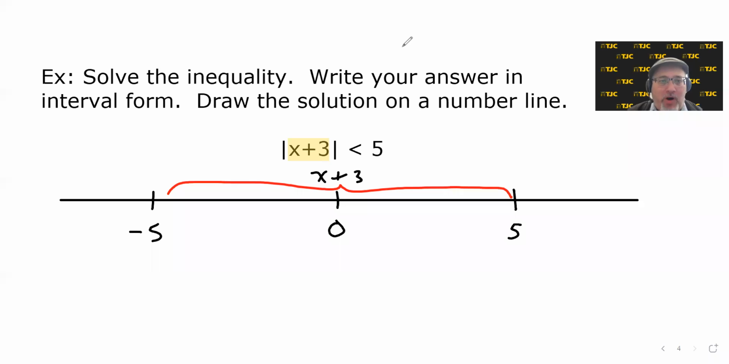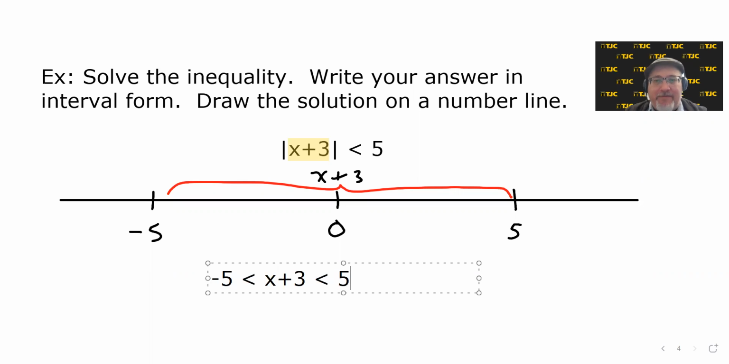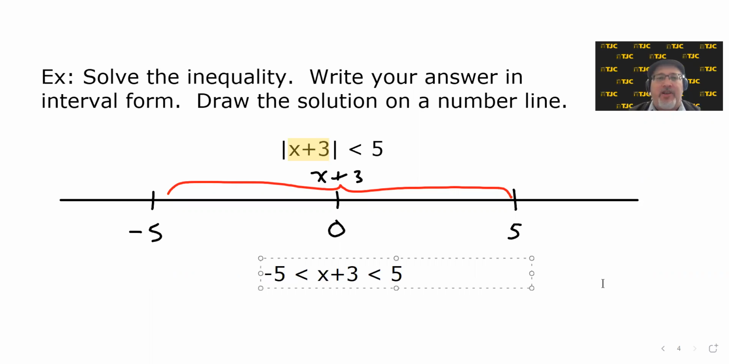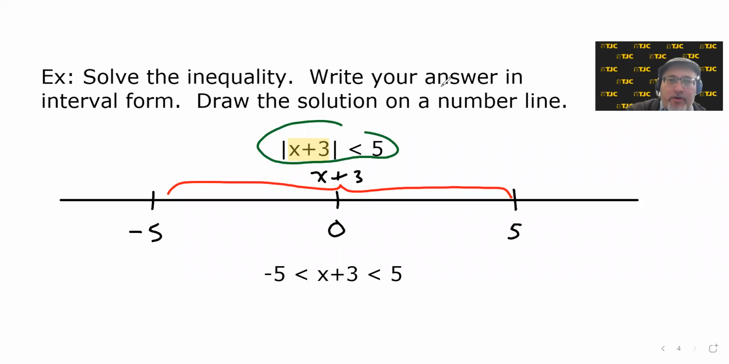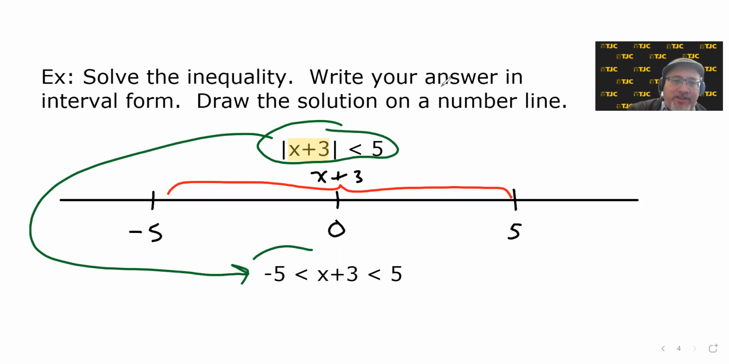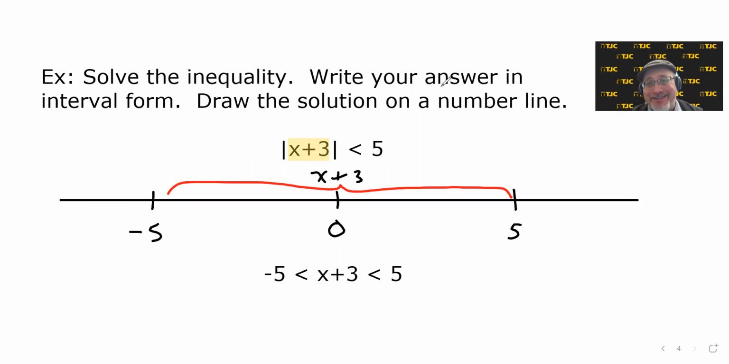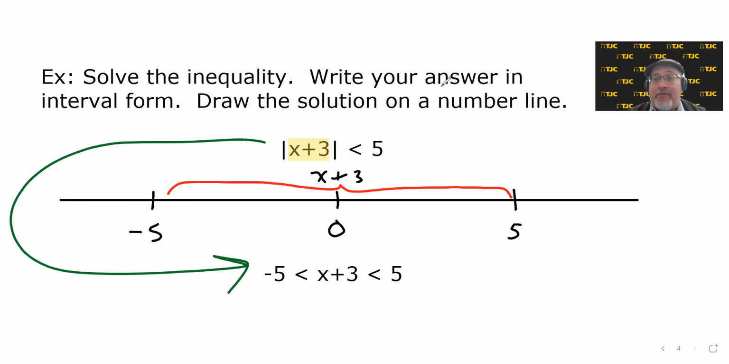As a double inequality, it would be written like this. -5 is less than x plus 3 is less than 5. Again, that's because the x plus 3 is to the right of -5, but to the left of +5. Ideally, you want to be able to go from here directly to here, because that change is what turns it into a problem that we know how to solve. If you want to draw the number line in between to emphasize the distance concept, you can. But again, going from here to here is the move I would like for you to have down.